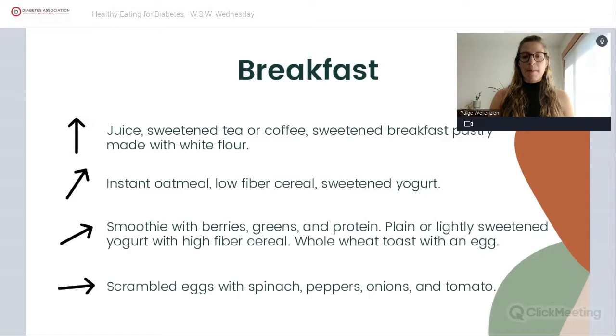And then a breakfast that is considered low carb, that is going to cause just a slight increase in our blood sugars, would be something like a breakfast scramble with eggs and low carb vegetables or non-starchy vegetables such as spinach, peppers, onions, and tomato.